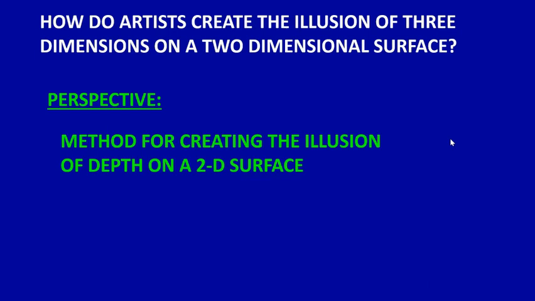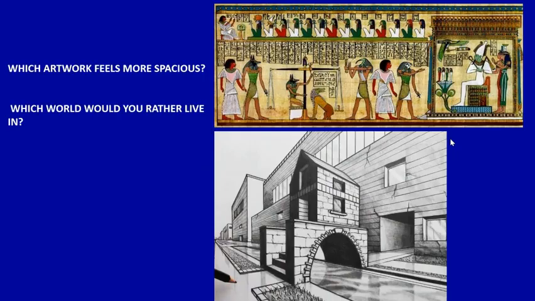And how do artists create the illusion of three dimensions on a two-dimensional surface? Another way they do it is by perspective, and perspective is the method for creating the illusion of depth on a 2D surface. So, which of these two photographs looks more spacious? Which world would you rather live in?